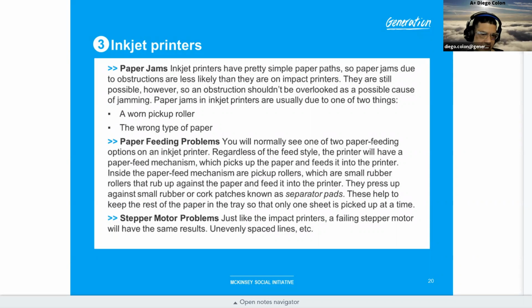The next area we have here is the step motor problems. Just like impact printers, if the step motor is failing, you'll have the exact same results. The spaces between the lines are not right, to the point when it gets real bad, it just starts typing on top of it. So it's one big black line of a whole bunch of characters.